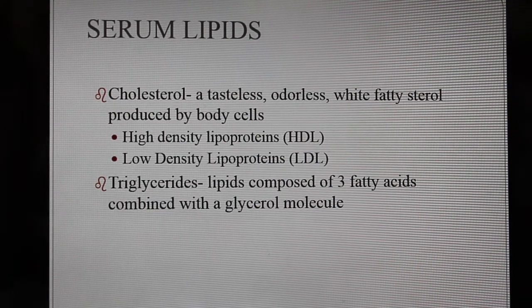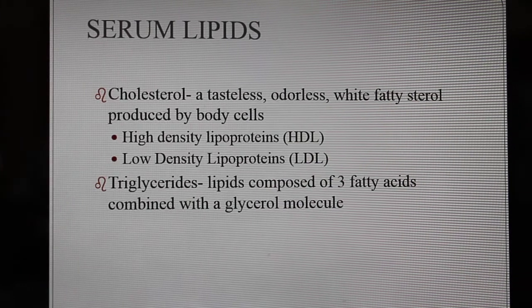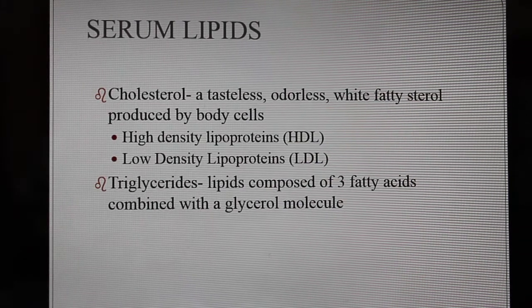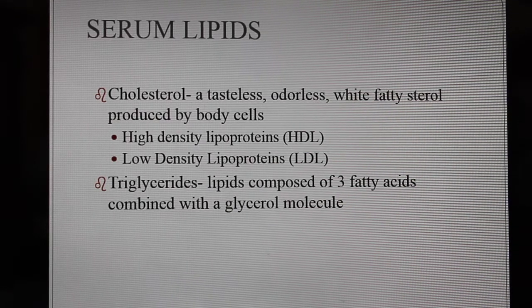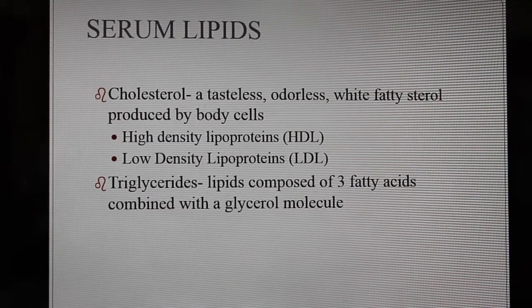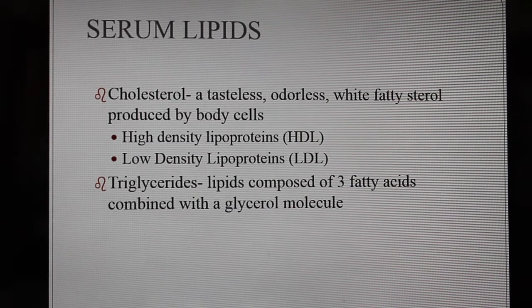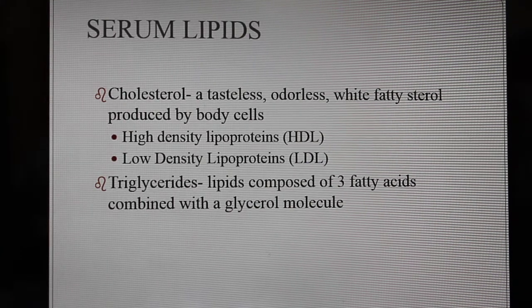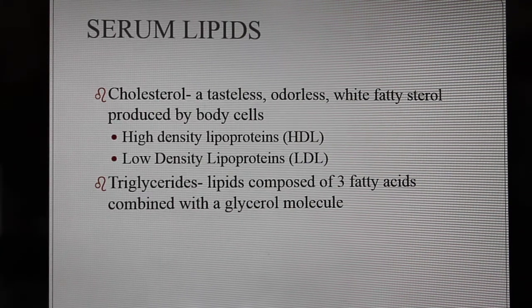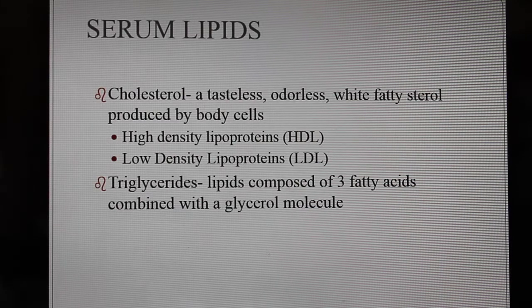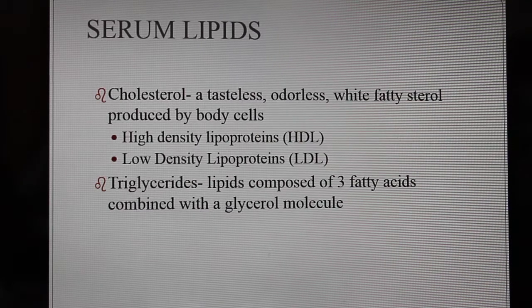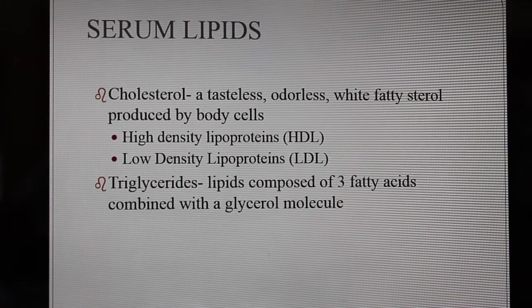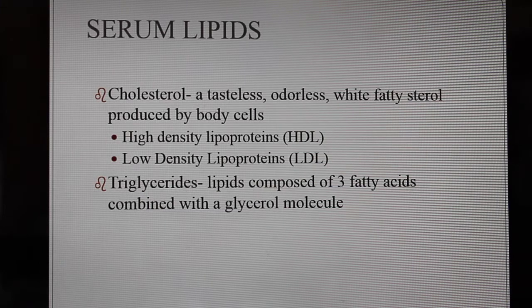So 2 different types there. Your HDL, which is your good cholesterol. That's where we want to see higher levels. So we want to see high levels of HDL, which is your high density lipoprotein. Low density lipoprotein, your LDLs, your bad cholesterol, okay? A lot of the time, cholesterol comes from 2 sources. Food, and it is manufactured by the liver or the intestines. So it's typically broken down into saturated or unsaturated fatty acids, and then we store it.